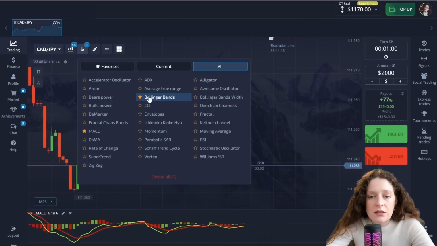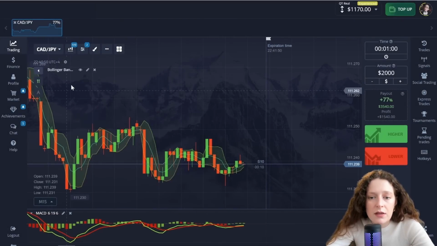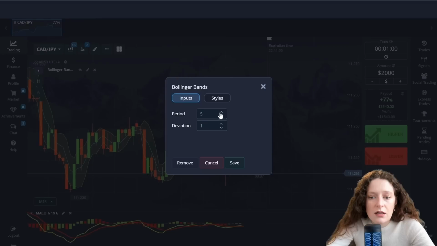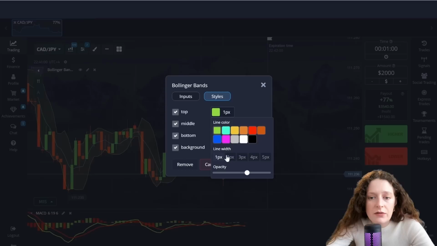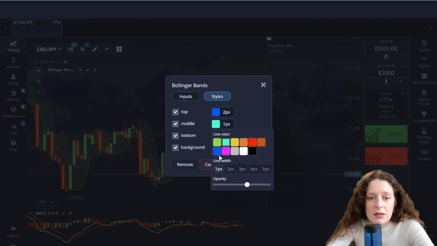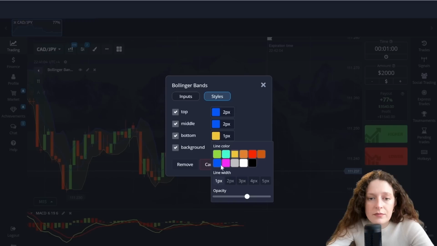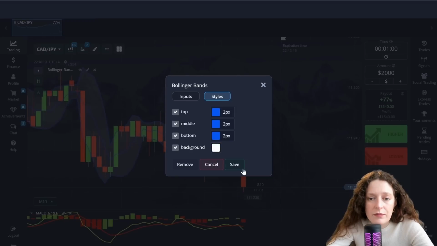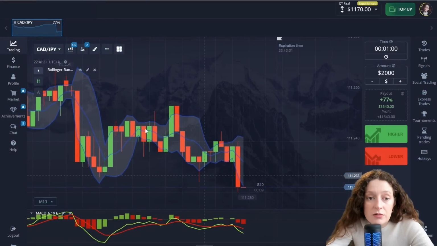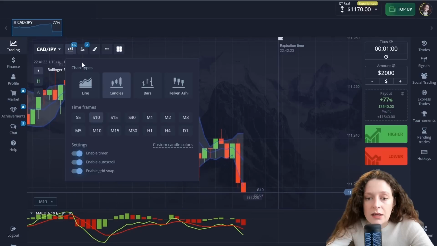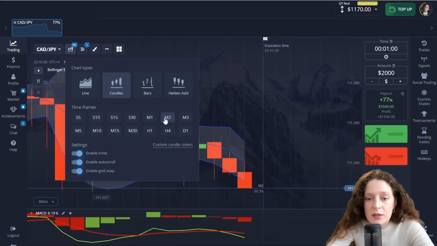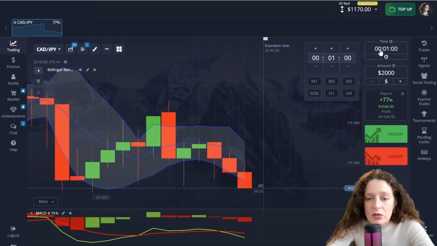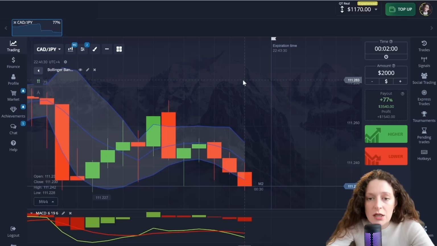Then the second indicator is Bollinger Bands. The periods are 6 and 1.3. As for the colors, I set them to blue. Like all of them are blue, except only one line. Candles must be of 2 minutes duration, and also the opening time of the position is 2 minutes.